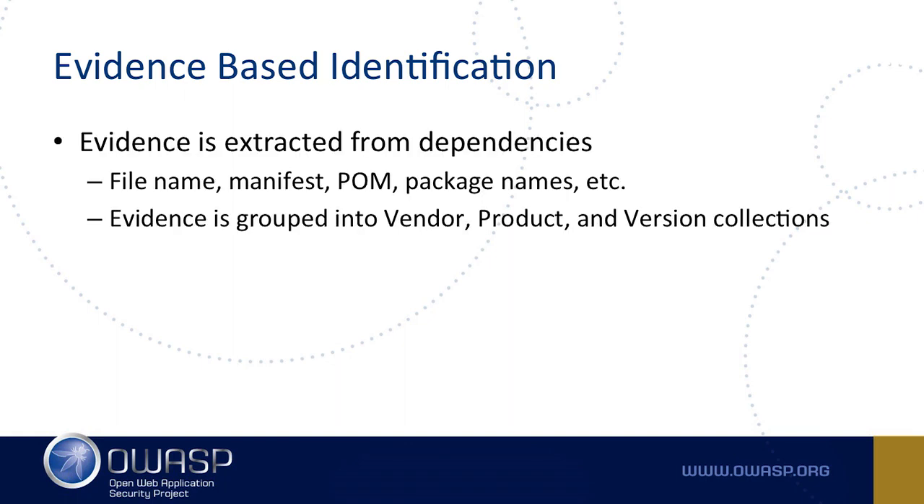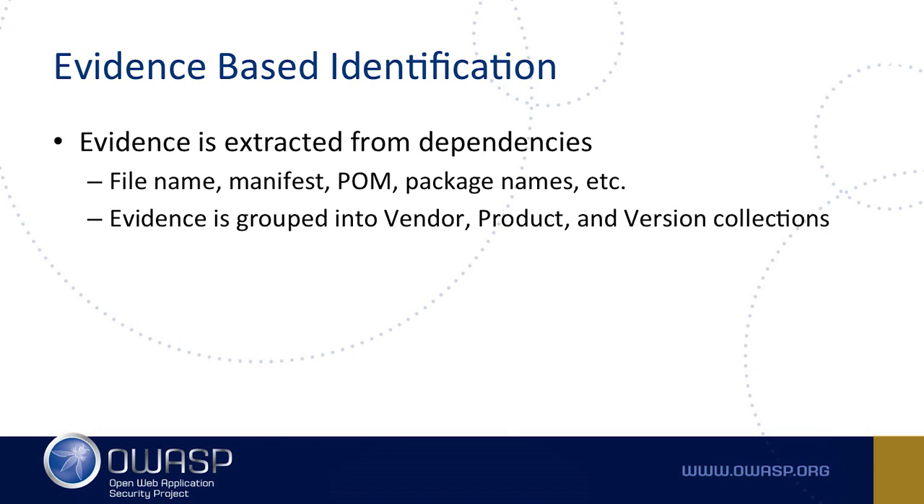I'm using evidence-based identification. What do I mean by that? We're extracting all the textual evidence that we can from, I'm going to use a jar file, a Java jar file as an example here. So we're going to extract the file name, entries from the manifest, if there's a POM, or we can download the POM from Maven Central, we're going to extract entries from that. We're going to look at package names, basically any textual information that we can use to figure out who the vendor is, what the product is, and what the version is.